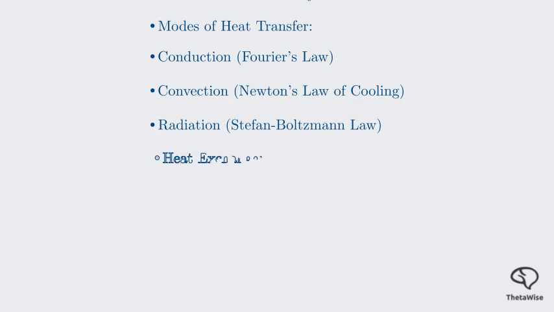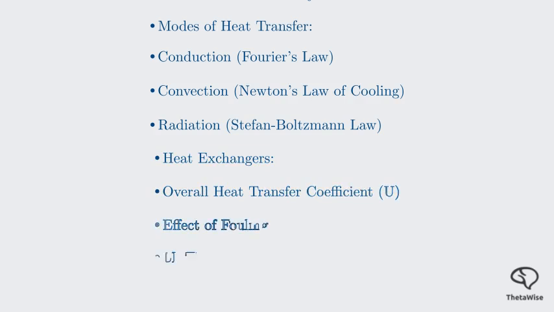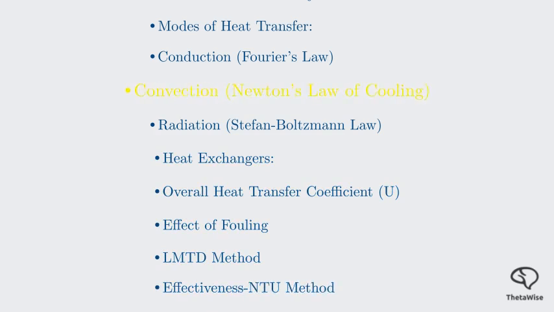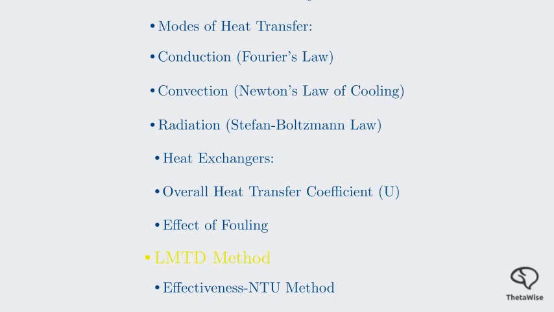We then shifted our focus to heat exchangers. We saw how to consolidate all resistances into a single overall heat transfer coefficient, U. We also discussed the critical impact of fouling on U. We explored how to find the convection coefficients using dimensionless parameters and empirical correlations. Finally, we analyzed two key methods for predicting heat exchanger performance: the LMTD method, ideal for design when all four temperatures are known, and the effectiveness NTU method, perfect for performance analysis when only inlet temperatures are known. Mastering these concepts will provide you with a robust framework for understanding, designing, and troubleshooting heat transfer systems in a wide variety of engineering applications.